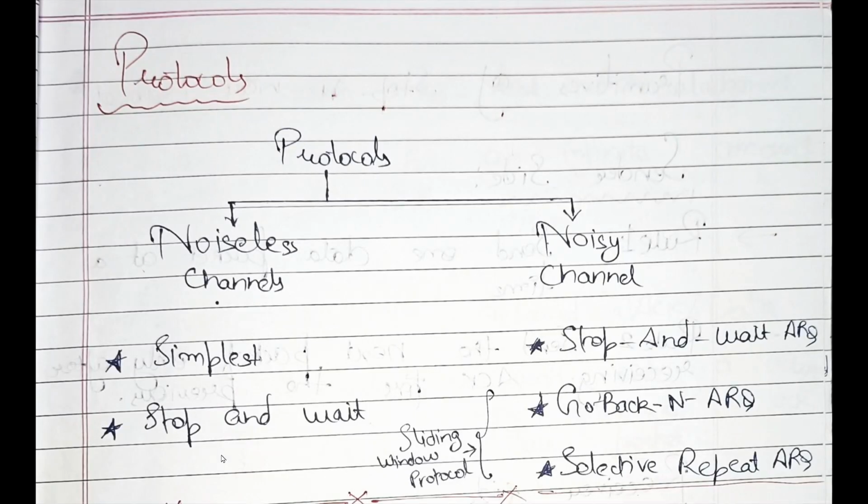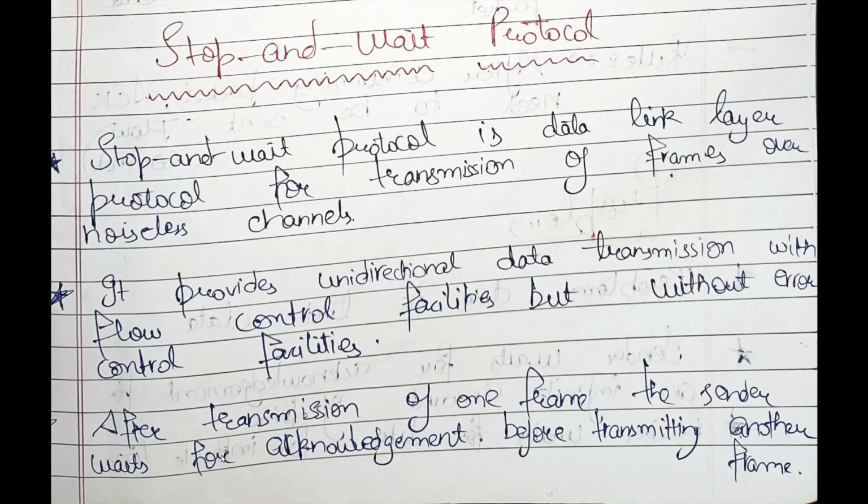Now the protocols for noiseless channels: the simplest is the stop and wait protocol. For noisy channels, they are stop and wait ARQ, go back N ARQ, and selective repeat ARQ. We are going to see all of them. So first of all, let's jump to the stop and wait protocol.